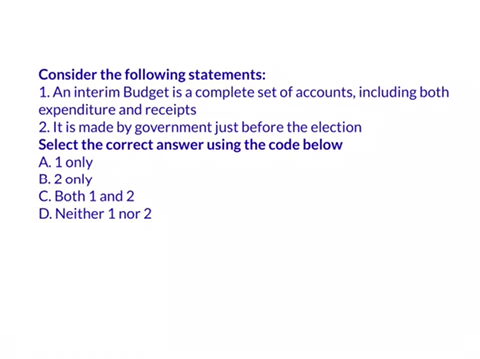First we'll see answers for the questions from our yesterday's video. The first one is, consider the following statements. An interim budget is a complete set of accounts including both expenditure and receipts. This statement is correct and it is made by the government just before the election. Both the statements here are correct, so the answer here is C.